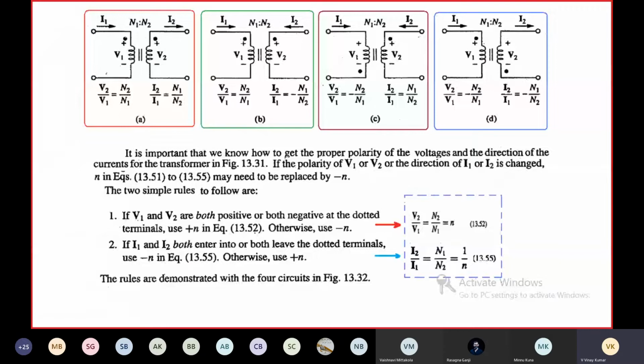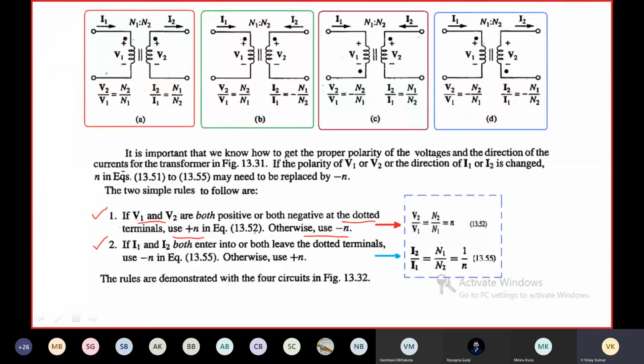Coming to dot convention applied to an ideal transformer, we have two statements to determine the voltage polarity. If V1 and V2 are both positive or both negative at the dotted terminal, then we use plus n. Otherwise, use minus n. In case A, V1 is positive at the dotted terminal and V2 is also positive at the dotted terminal.